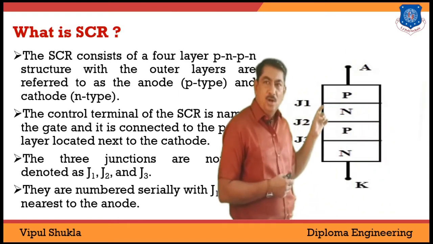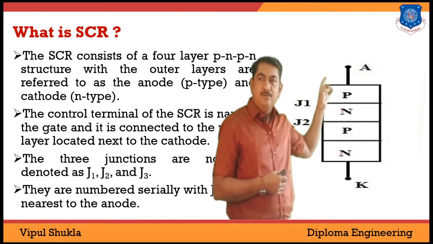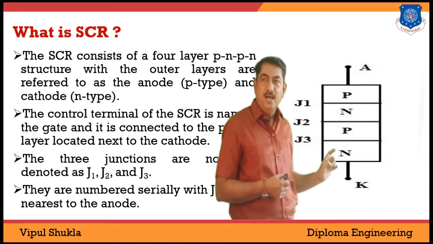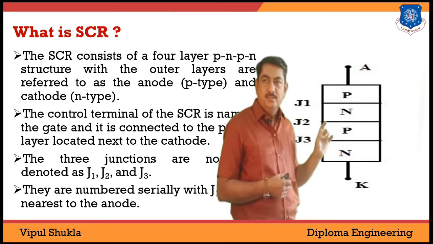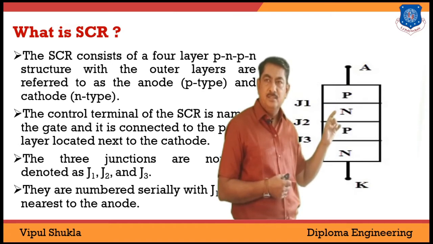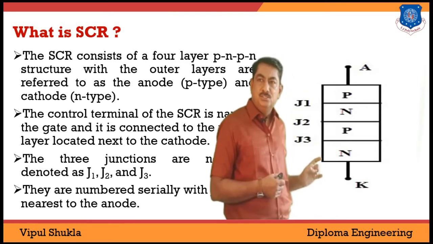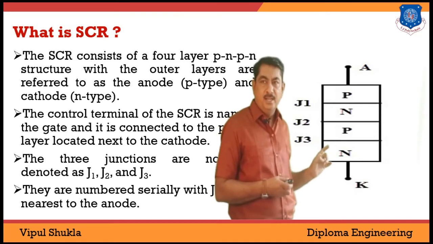Look at this block diagram. A stands for anode, K for cathode. Here J1, J2 and J3 are the junction points. That means J1 is the junction between P-type and N-type semiconductor. J2 is the junction between N-type and P-type, and last J3 is the junction of P-type and N-type.